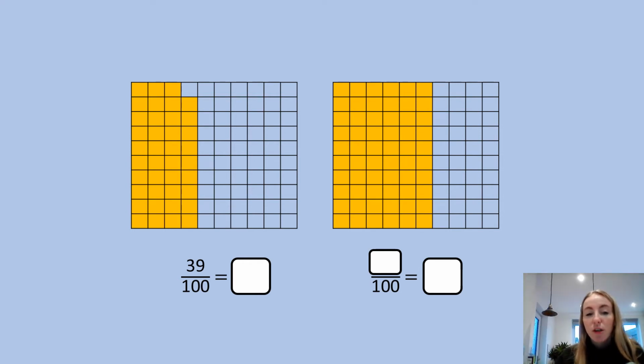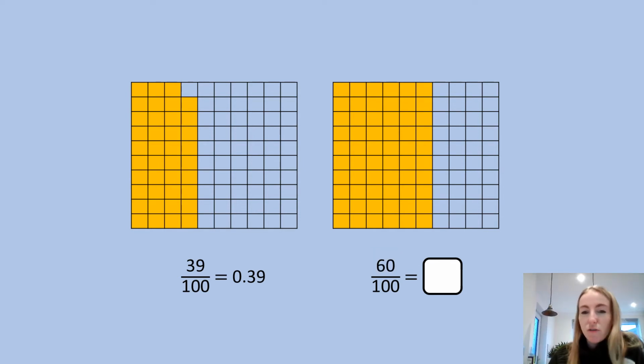My top tip to you is that we've got 39 hundredths. So the last digit in the numerator needs to be in the hundredths column. So you should have 0.39. Okay, we've got 3 full tenths, so 1, 2, 3, and then 9 hundredths make 39 hundredths. Okay, 60 hundredths.